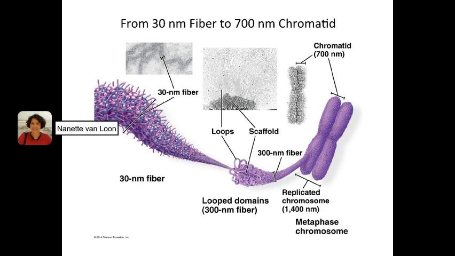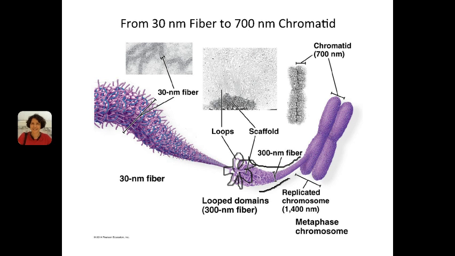Now we go from the 30 nanometer fiber all the way up to the chromatid level. Before, we saw the 30 nanometer fiber in which the nucleosomes interacted with each other. Now see how that 30 nanometer fiber is going to be organized in a rosette kind of shape to form a bigger fiber called the 300 nanometer fiber.